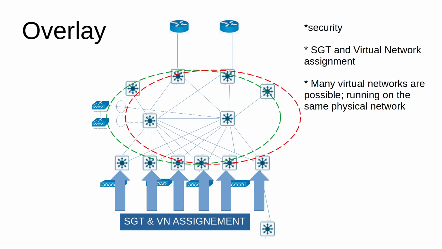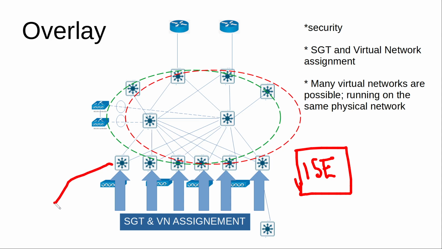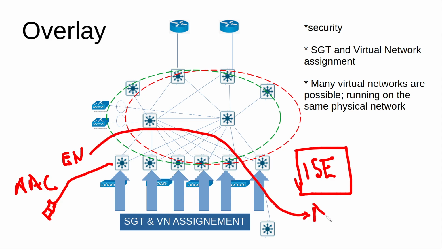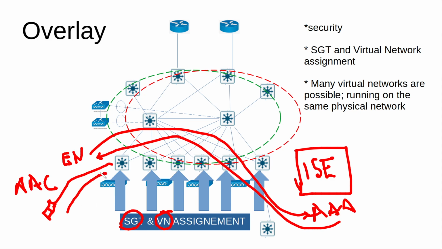Remember that SD-Access is strongly focused on security, so we will need a special server that is known as ISE that will help us do all these security chores. For instance, when we connect a device here to an edge node, this edge node becomes a AAA authenticator, and it will have to perform network access control. And then it will have to use ISE as a AAA server in order to authenticate this device. Once authenticated, ISE will provide a scalable group tag and a VNID to the traffic coming from this device.